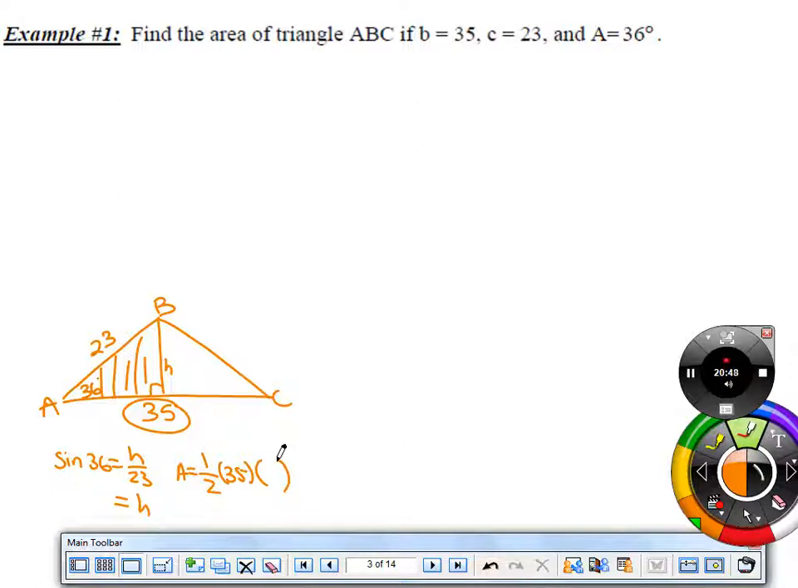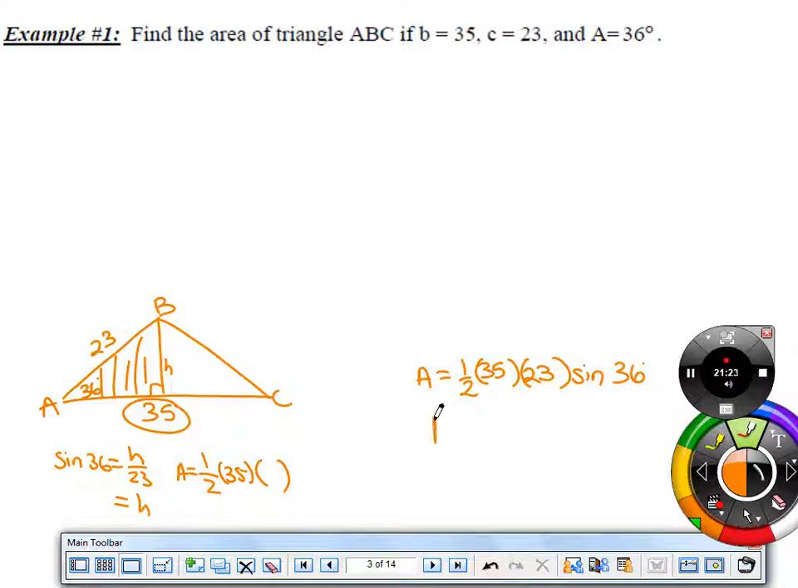If I now understand how this new formula works and I choose to do it that way, then I have two sides of the triangle and the angle between them, and that's enough to calculate the area. So the area is 1/2 times two sides of the triangle, which in this case are 35 and 23, and the sine of the angle. The angle has to be between them, which in this case was the one they gave me, so this was a perfect setup. Then I can get my answer.